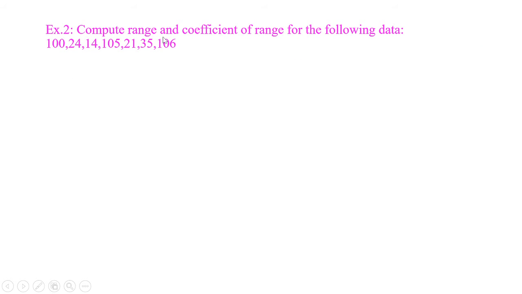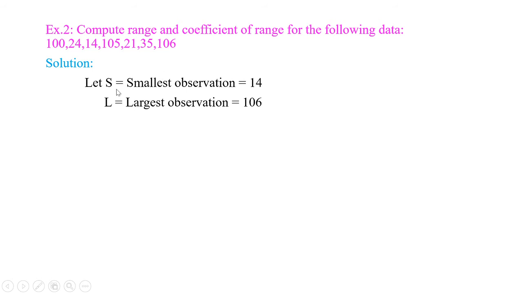Example number 2. Compute range and coefficient of range for the following data. The data is 100, 24, 14, 105, 21, 35, 106. Solution. Let S is equal to smallest observation, and the smallest observation of the given data is 14. L is equal to largest observation, and the largest observation of the data is 106. Therefore, range is equal to L minus S. Put these values in the formula, we get 106 minus 14 is equal to 92.